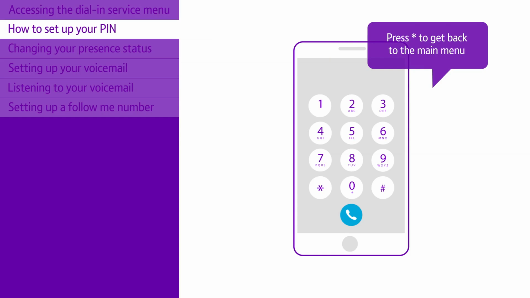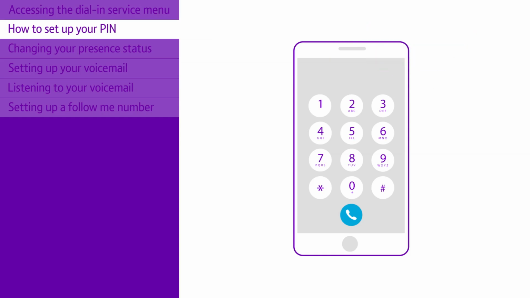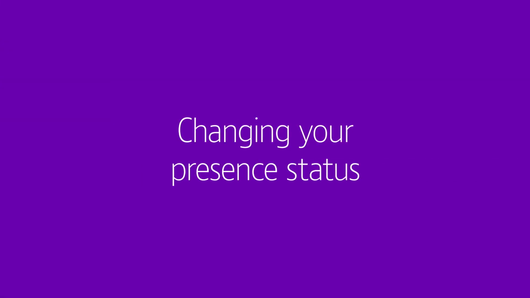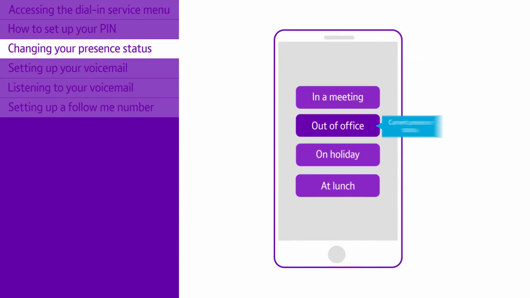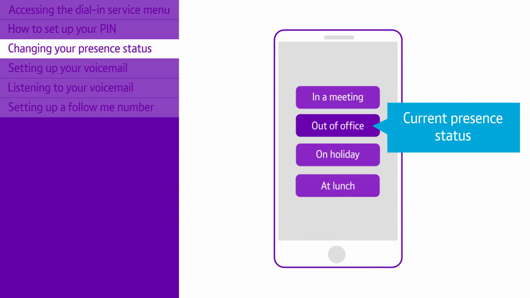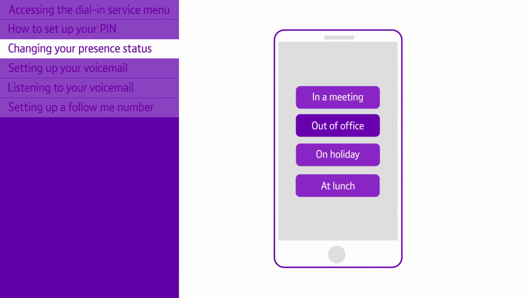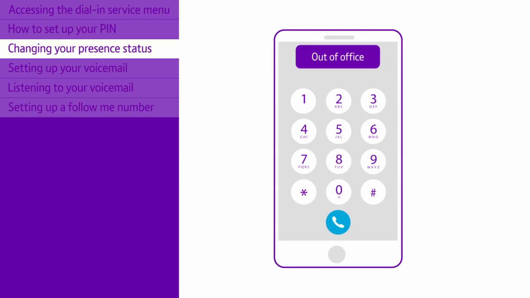Here are some of the things you can do through the Dial-in Service menu. Option 1. Changing your present status. Select Option 1 to change your present status. The system will tell you what your current present status is, and you'll be given instructions to change it to something else. Each status is active for a default period of time. If you're happy to use that, then just enter the present status code followed by hash. If you want your status to be active for longer than the default time, then enter the present status code, followed by the time in hours and minutes, and then hash.